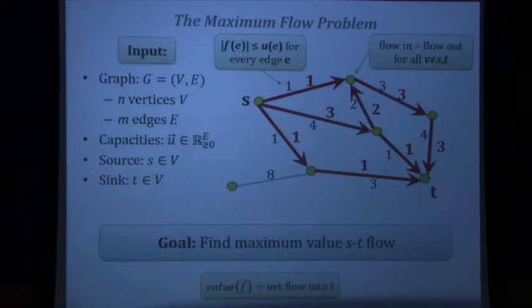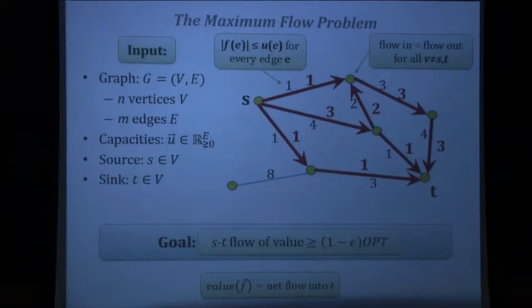And the value of the flow is the amount of stuff you send along the network. So because of flow conservation, the amount out of S is the amount into T. And that is the value of the flow: the amount you send from S to T. So our goal is to send as much flow as possible from S to T, subject to flow conservation and the capacity constraints.